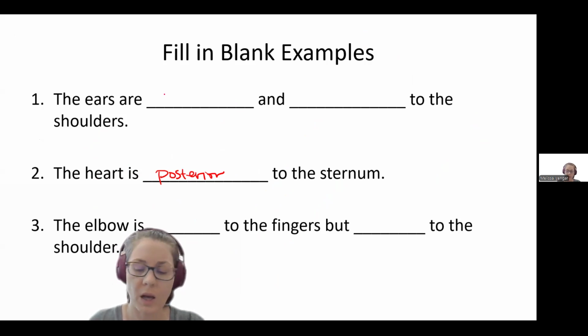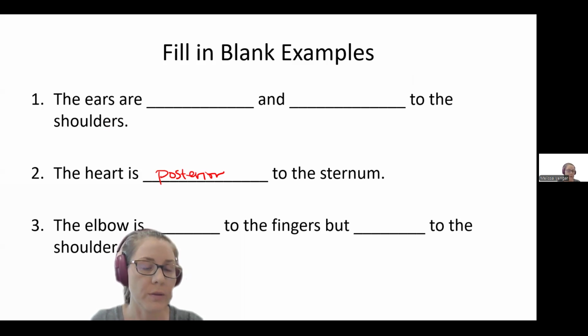Okay, so let's do this one at the top. It usually is the one that confuses a lot of students when they look at the lab manual, when they're doing their lab. The ears are blank and blank to the shoulders. What this means is you have two directional terms that are going to help you identify where the ears are in location to the shoulders. These sentences are oddly phrased. You probably would not say this in a normal clinical setting, but this is how they have to be phrased in order for us to understand how directional terms really work.